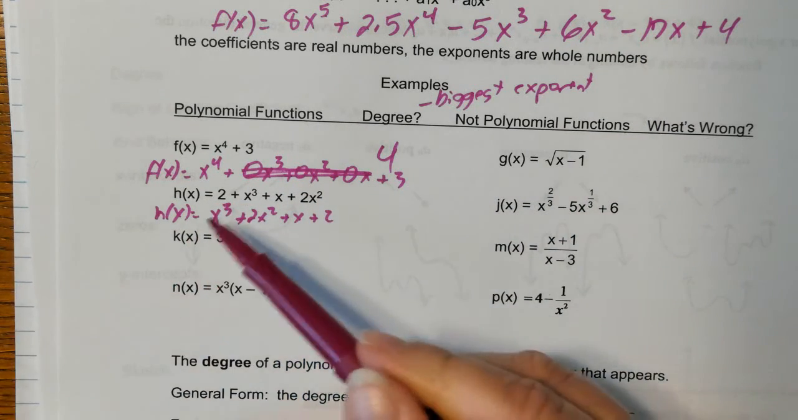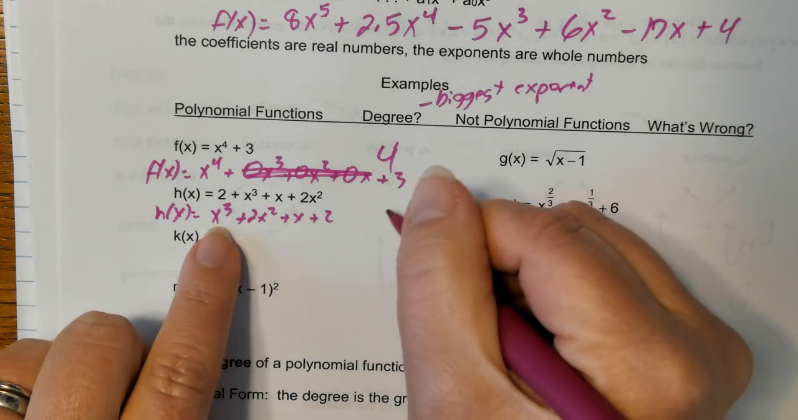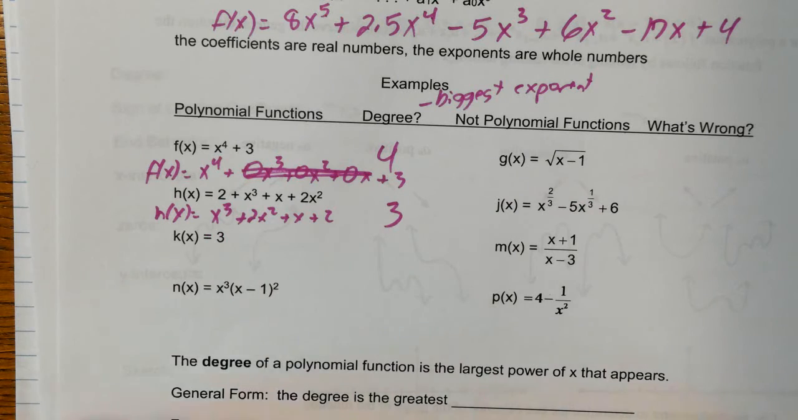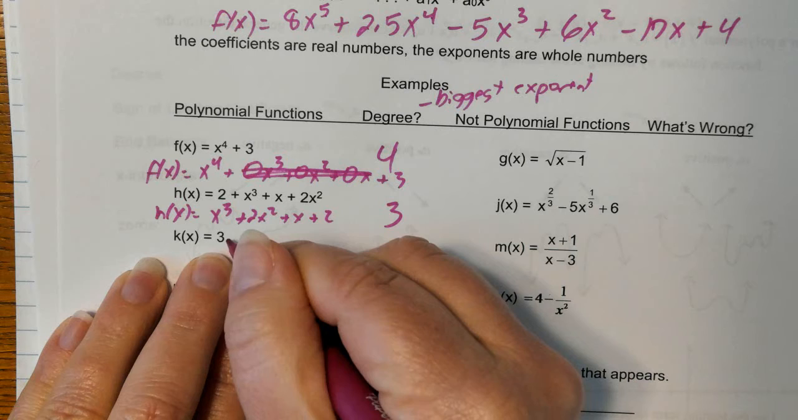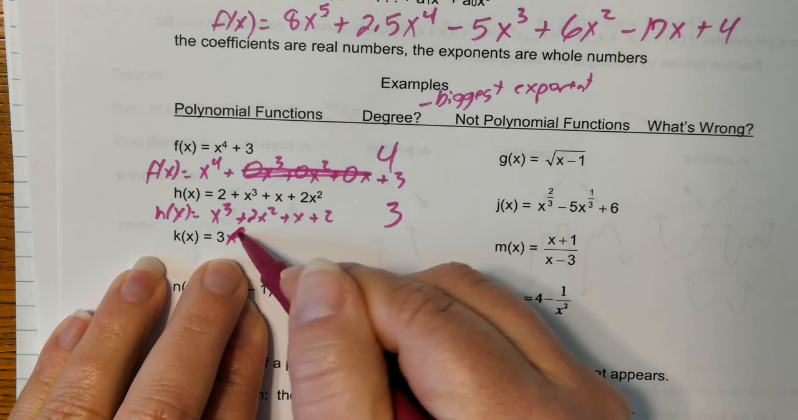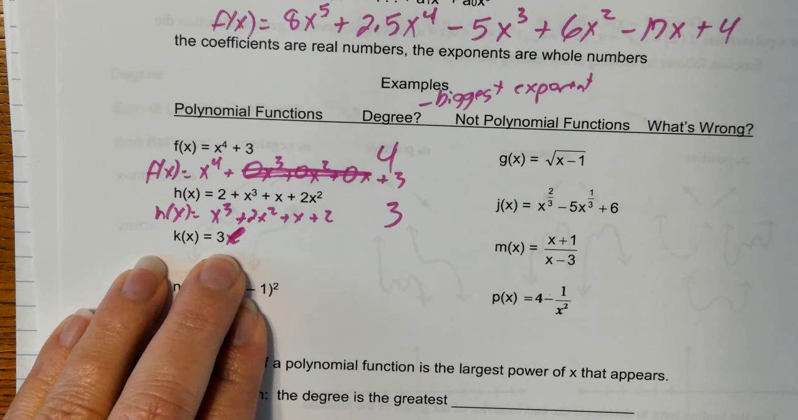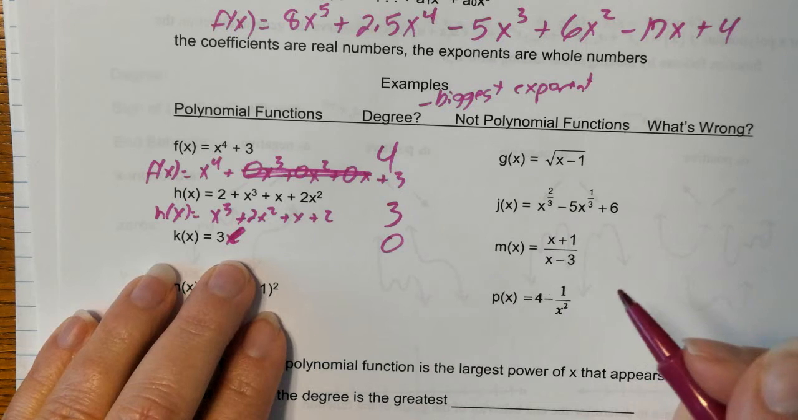Okay, so once we have them in our descending order, it's a little bit easier to see that the degree of this one is 3. That's our biggest exponent. K of x, if you notice, does not have any x's. We could, if we wanted, put an x to the 0 on the end. You don't have to, you don't need it, but if it bothers you to not see any x's, you could think about it as an x to the 0, which means our degree is 0.